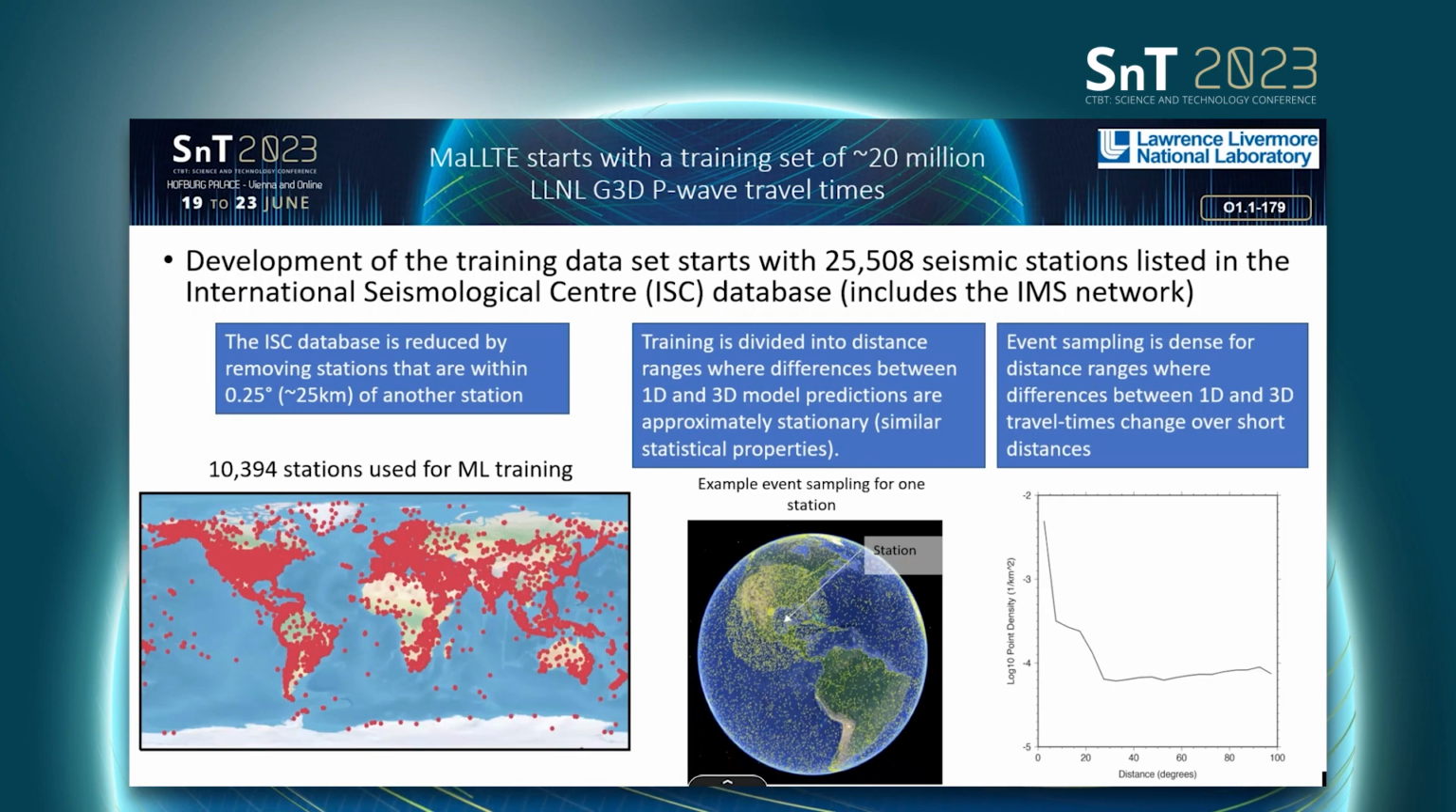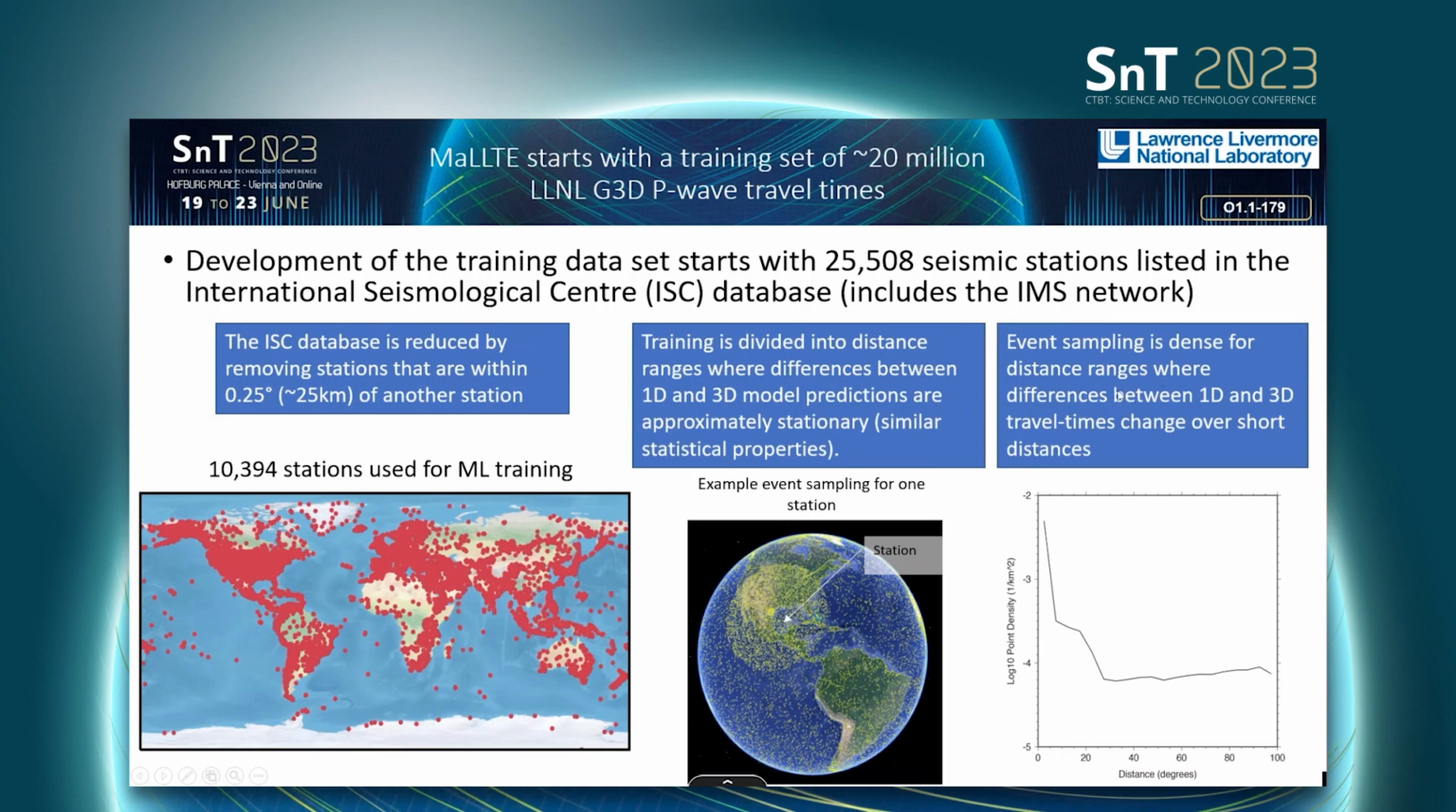So what we did is we used our 3D model and trained our machine learning algorithm. This starts with 25,000 plus seismic stations that are in the International Seismic Center database. From that, we selected stations that we think are high priority, like the IMS, and removed other stations that are within a quarter degree of those, just to reduce the number of stations. That process reduces the number of stations down by about half to about 10,000 stations, shown in the lower left there as all of those points on Earth.